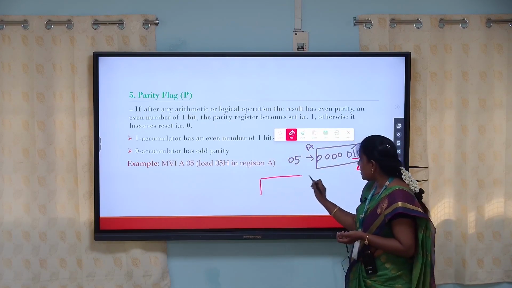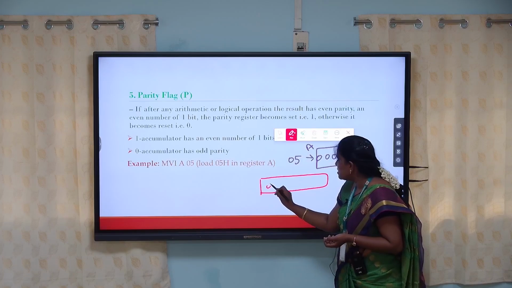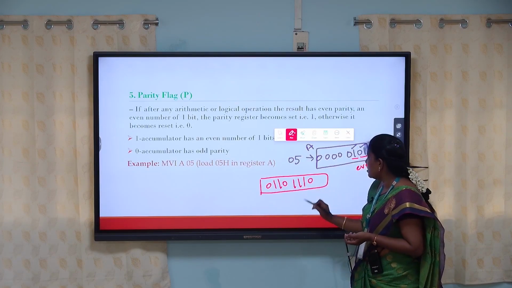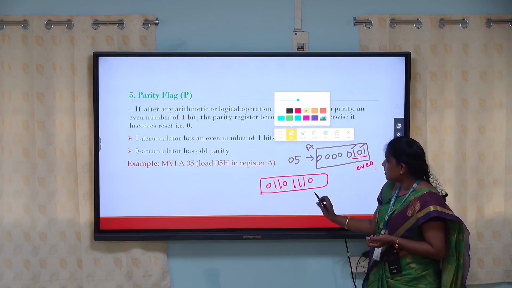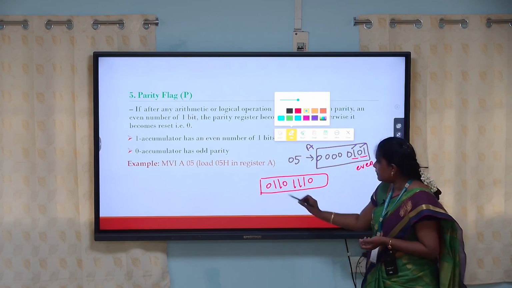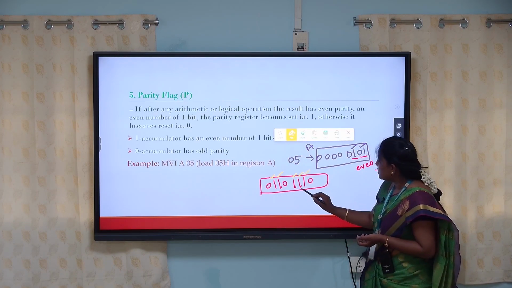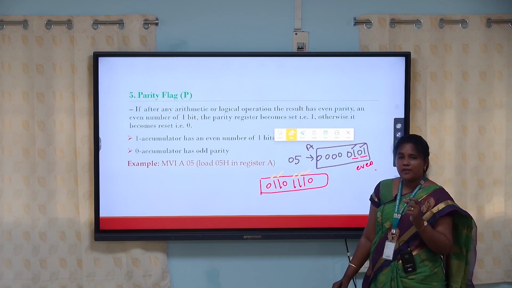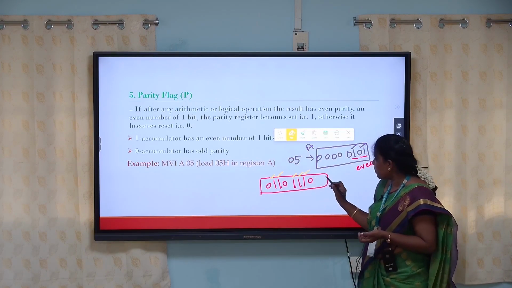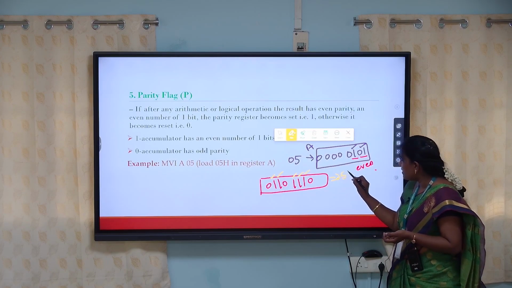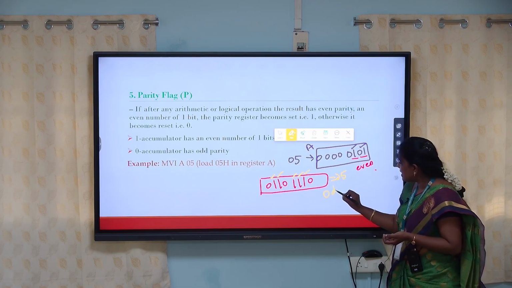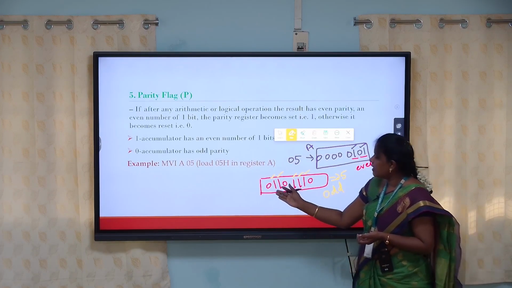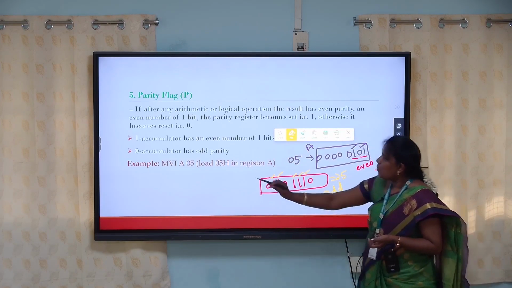Let's see another example. Consider this accumulator: 01101110. Now count the number of ones in this accumulator. There are 5 ones present in the accumulator. Then 5 is an odd number. So the accumulator has odd parity. In this example, we have odd parity.